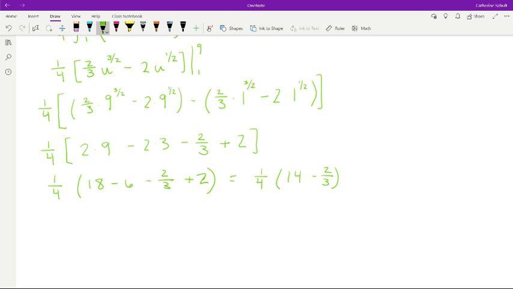Okay, and then what else? Well, I guess we can make a common denominator. Let's multiply 3 to that 14 top and bottom. So 42 over 3 minus 2/3 is 40 over 3. And we're almost done.